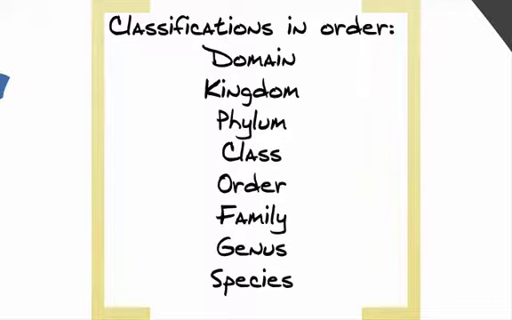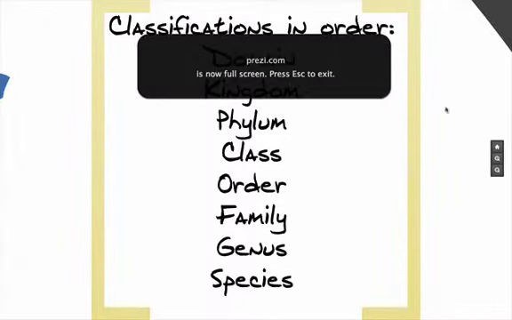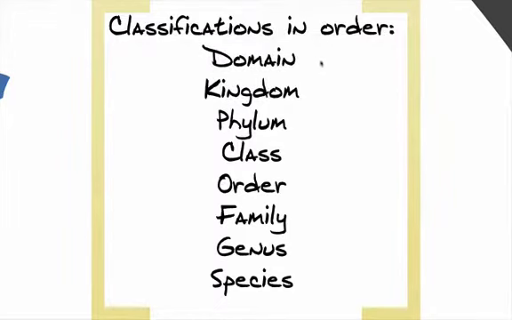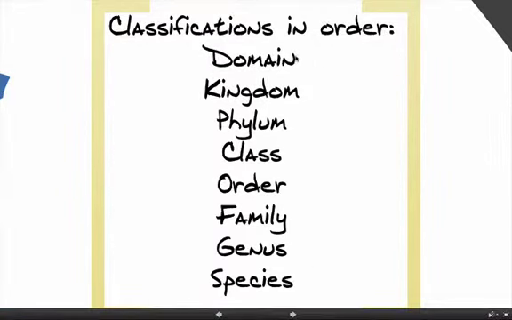Okay? So these classification levels, in order from most general all the way down to most specific, we have domain, kingdom, phylum, class, order, family, genus, and species.